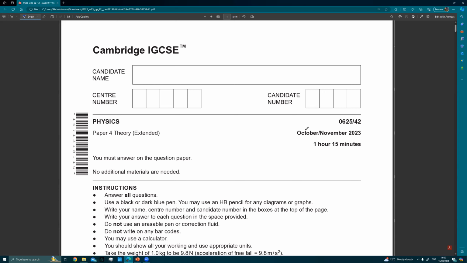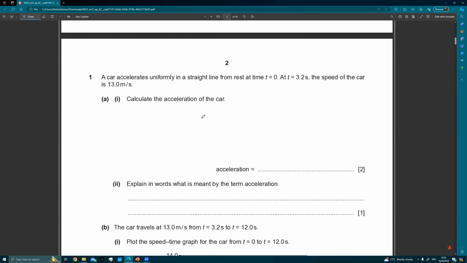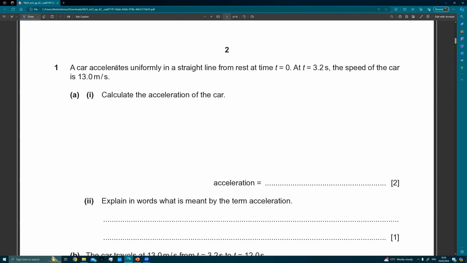So we're going to be covering the October-November 2023, variant 2, IGCSE Physics, paper 4. Question 1 says, a car accelerates uniformly, meaning constant acceleration, in a straight line from rest at time t equals 0. And then at time 3.2 seconds, so 3.2 seconds later, the speed of the car is 13 meters per second. Calculate the acceleration.